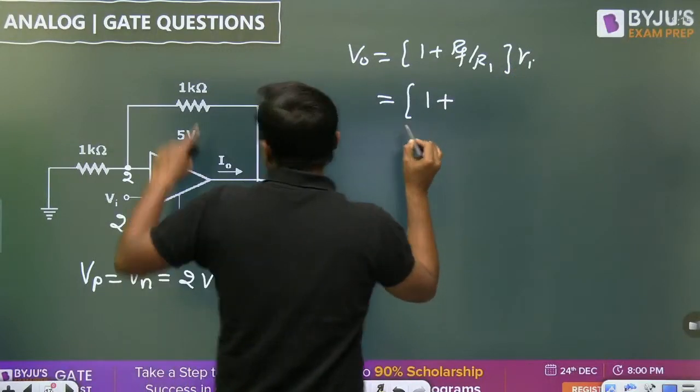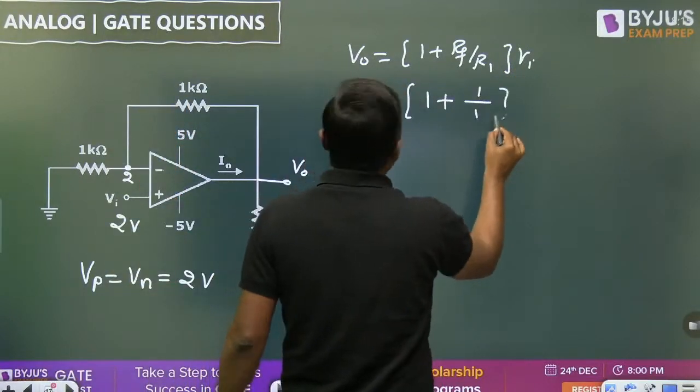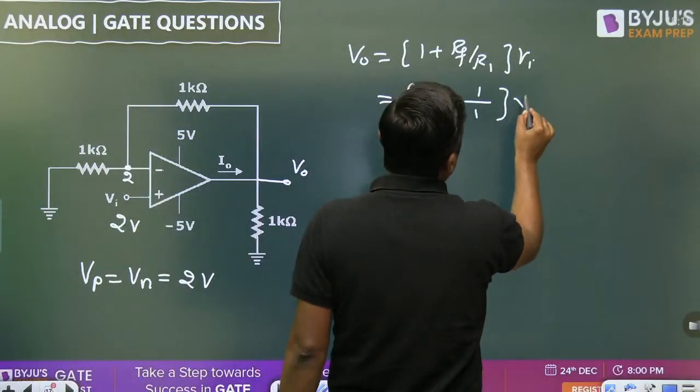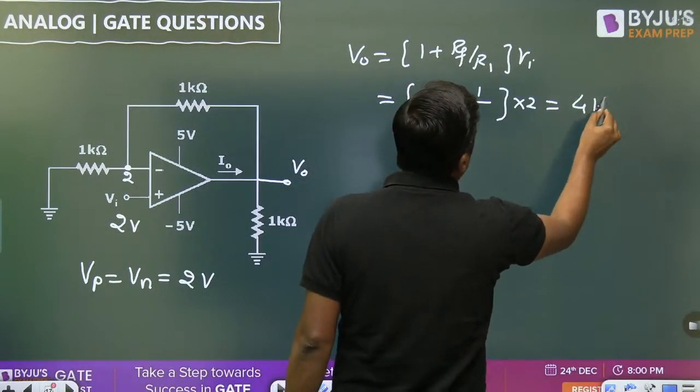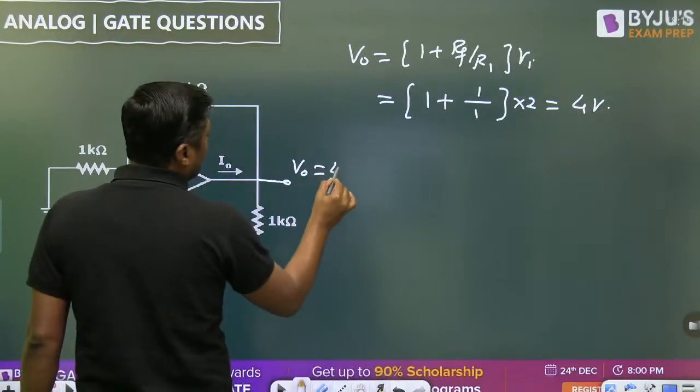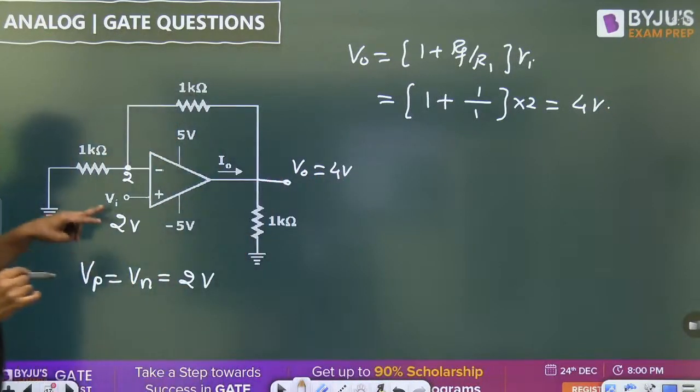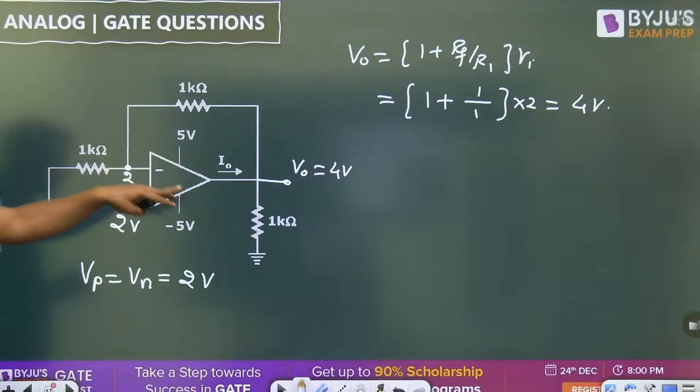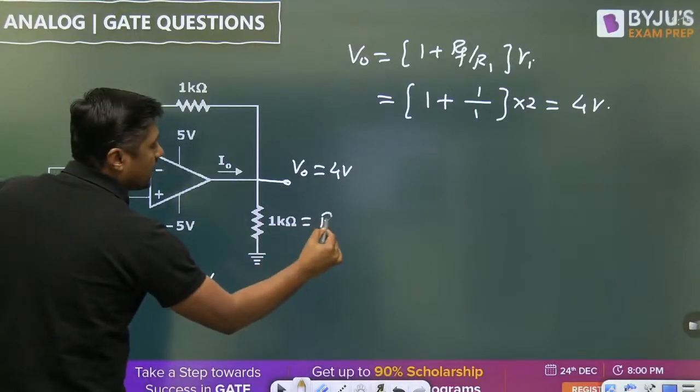1 plus, what is the Rf? R1 is 1, into Vi is 2, and it will become 4 volt. You will get the 4 volt here. This is the output because it is a non-inverting operational amplifier. This is normally called RL.